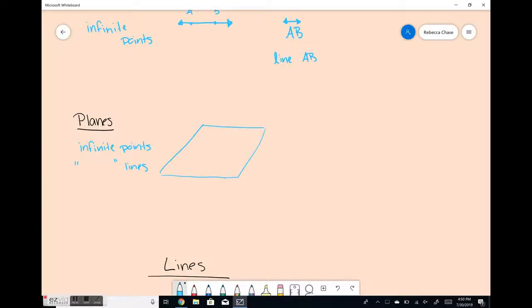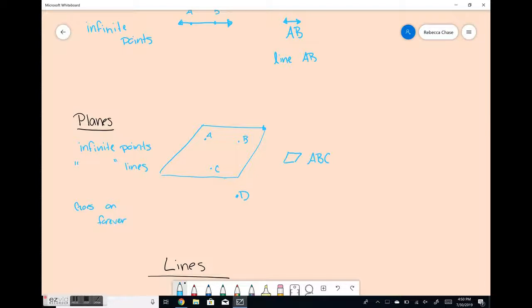This is where it gets a little tricky. There are an infinite amount of points, but in order to label it, you always have to have 3 points. When you name this, you're going to make that little shape and say ABC, or whatever points are in there. If I put a point out here that's not on the plane, I cannot use that to name it. So again, it has an infinite amount of points, an infinite amount of lines, and even though we don't draw little arrows out here, know that it goes on forever. It never ends. We just don't draw it like that.